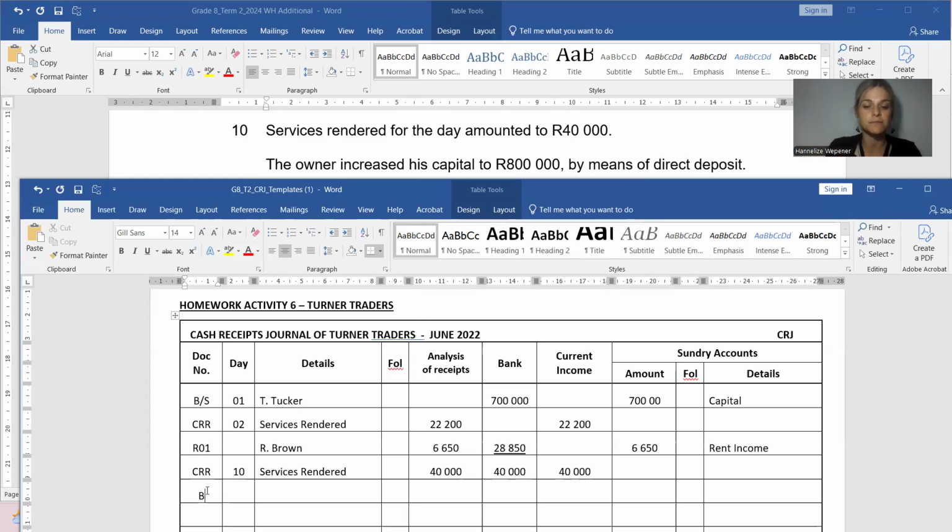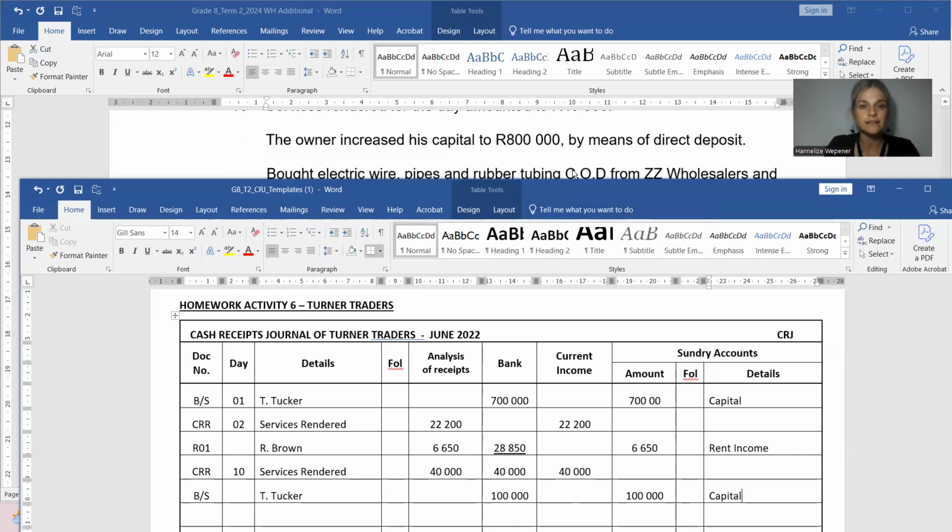Okay, so whenever it's a direct deposit, we're going to say it's on the bank statement. It's again the owner, T. Tucker, directly into bank, so I'm skipping analysis of receipts. It says here that the owner increased his capital to 800,000 Rand. So in other words, from 700 to get to 800, he had to contribute a further 100,000 Rand. This was not for services rendered, it's for something else, and that something else is capital.